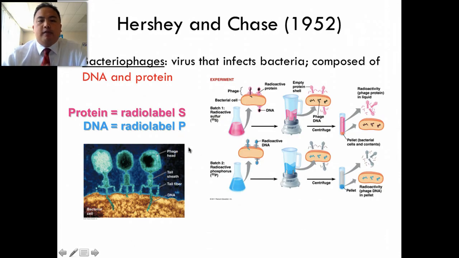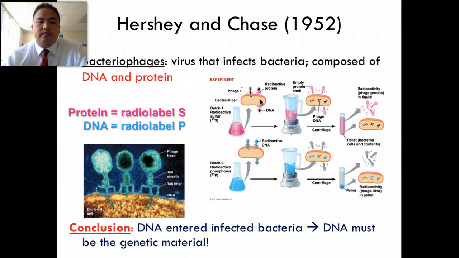The other most famous experiment is by Hershey and Chase. They have these bacteriophages. They look like spiders almost, and they're a virus that infects bacteria. I don't want to explain the whole experiment, because I want to make this as quick as possible, but they found out that DNA and protein are what is passed down. So the conclusion is that DNA entered infected bacteria, and DNA must be the genetic material. DNA and protein together make chromosomes.